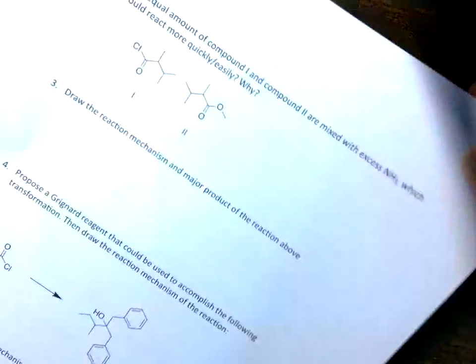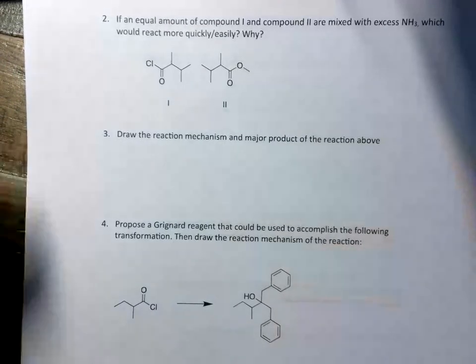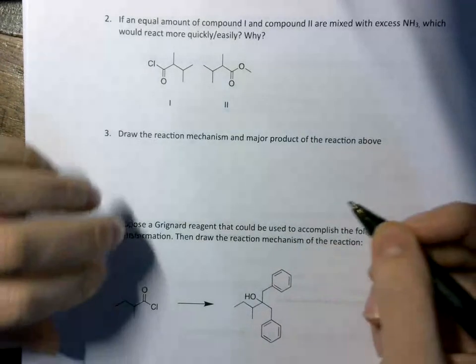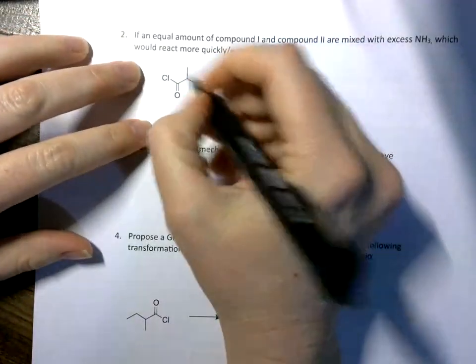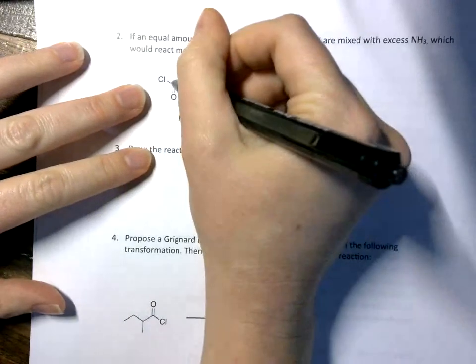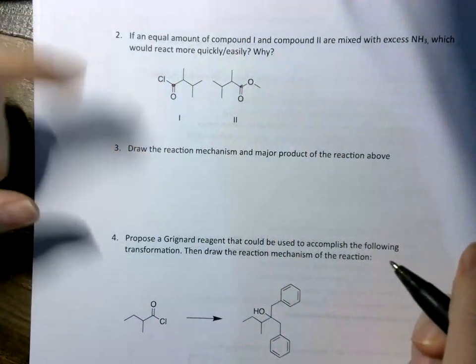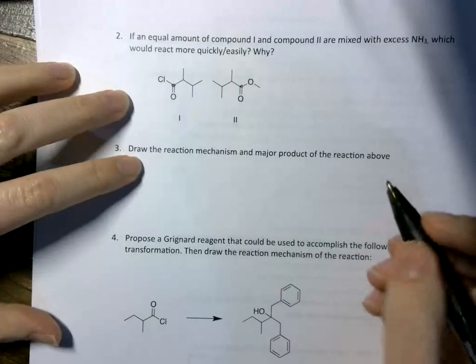Okay, the next one is, if an equal amount of compound 1 and compound 2 are mixed with excess NH3, which would react more quickly and easily, and why? So when I'm looking at this question, which one of these would react more quickly and easily, I'm looking primarily here at the carbonyl carbon. We had a really similar question to this in PLTL this week.